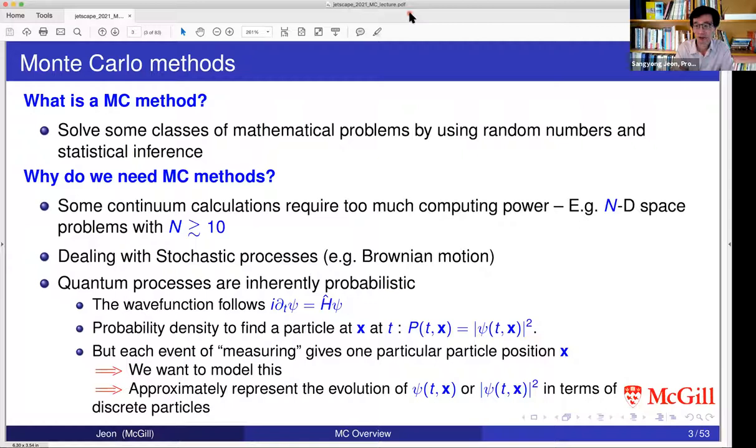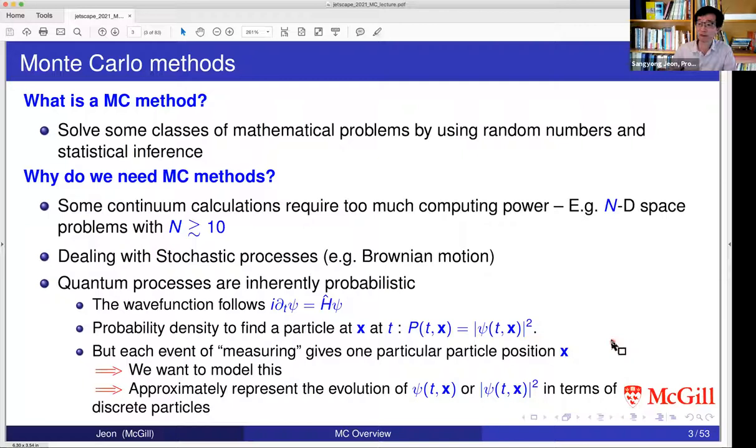Also, we know that quantum processes are inherently probabilistic. The Schrödinger equation I wrote down here is, of course, deterministic. However, when you interpret that in terms of actual particles, it becomes probabilistic. The wave function just gives you the probability density of finding the particle at a certain time and space. But when you actually measure the position of that particle, what you have is just one position. Now, if you do many such measurements, the pattern will follow this probability distribution. But when you're measuring just one time, you don't know where the particle will be. You just know the probability density. So it's all probabilistic. To study that sort of thing theoretically, you have to do Monte Carlo, meaning that you use random numbers to infer some physics from a given theory.